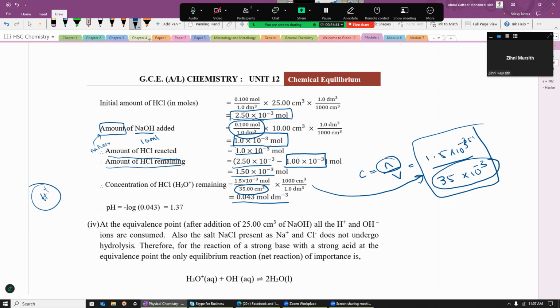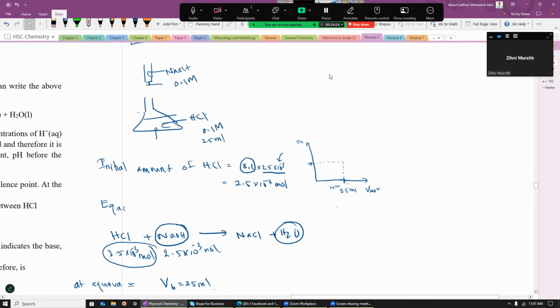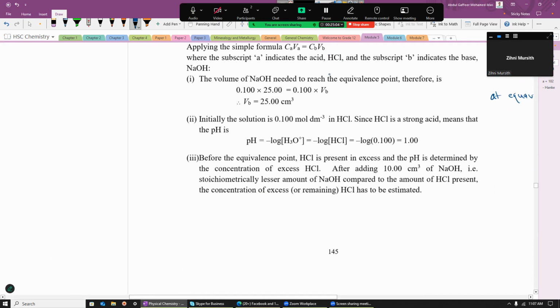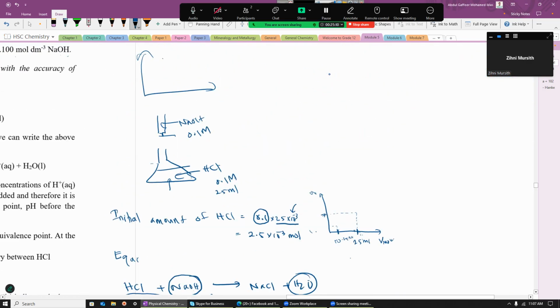and that is the concentration of H plus, now we can find out pH using this formula, and that would be 1.34, right? So now we have already plotted a graph here, right? So when you add 25 milliliter, the pH is 7, but when you add 10 milliliter, the pH is what? 1.37. Am I right? Yeah, 1.37, right, 1.37.